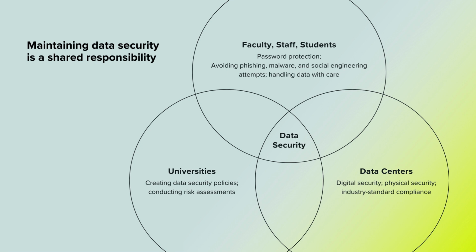Finally, universities are responsible for creating clear data security policies and guidelines and enforcing them, as well as conducting routine risk assessments to identify weak points in their security measures and addressing the risks. Universities are also responsible for educating faculty, staff, and students on the importance of data security and providing practical strategies for keeping information safe. Universities should also partner with data centers to conduct risk assessments and share results, ensuring that vulnerabilities can be addressed from both sides.